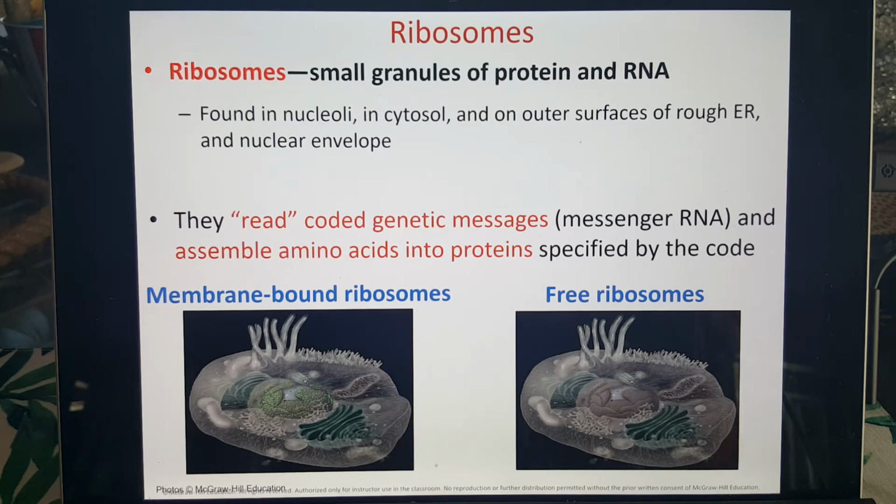Okay. So with our ribosomes, you have two different types. Some that are what's called membrane-bound ribosomes. These are on the rough endoplasmic reticulum. And then some that are just kind of free-floating, hanging around the cell. So those free ribosomes are for proteins that do not need to be packaged into a vesicle.